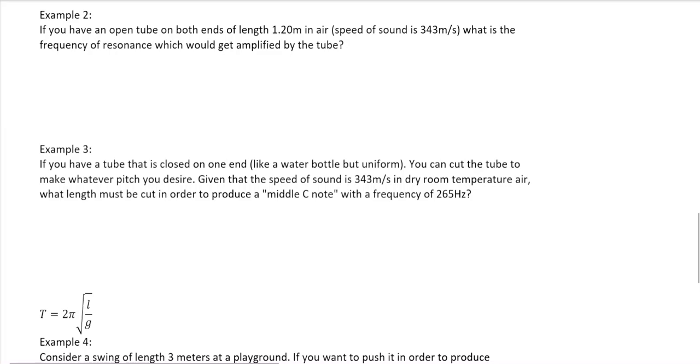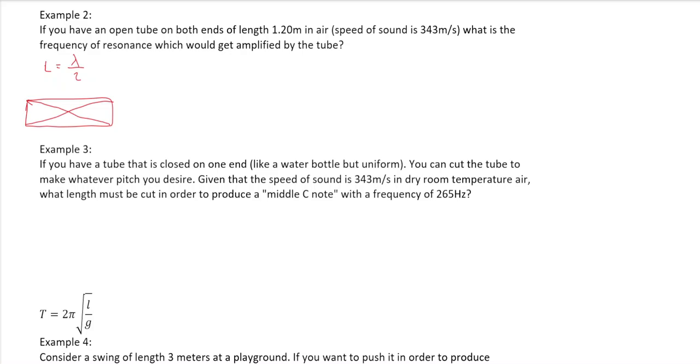Example number 2, you have an open tube on both ends. Well, if it's open on both ends, that means our formula is going to be L equals lambda over 2, which perhaps you can't remember, but if it's open, there you go. Hopefully that makes a little bit of sense. It's open on both ends, so that means there's going to be an antinode on both ends, which means it's half of a wavelength.